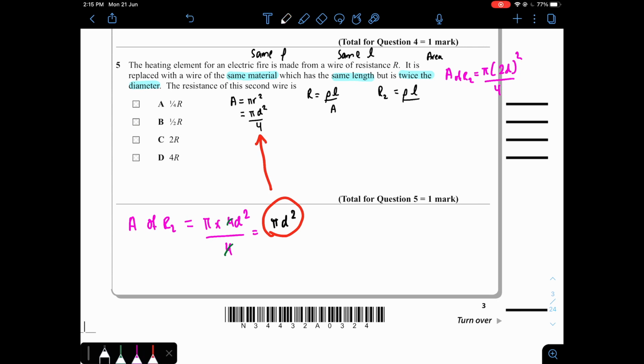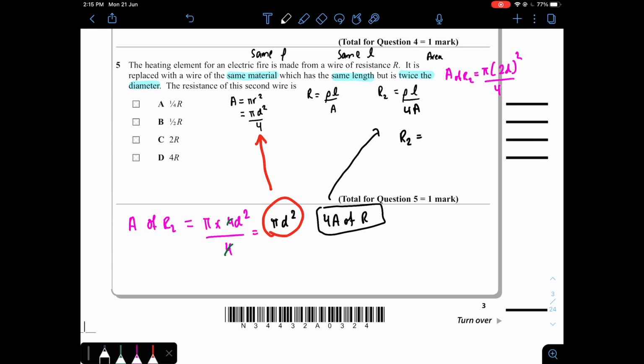So we can see that the original is the area divided by 4. So we can say that the area of R2 is 4 times the area of R. Now how do we show it? How do we show it, right? So let's just put this back here, right? So this would be 4A, right?